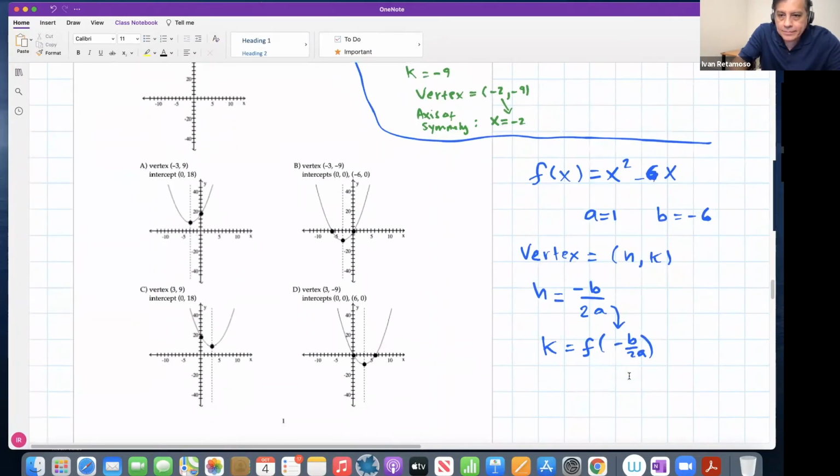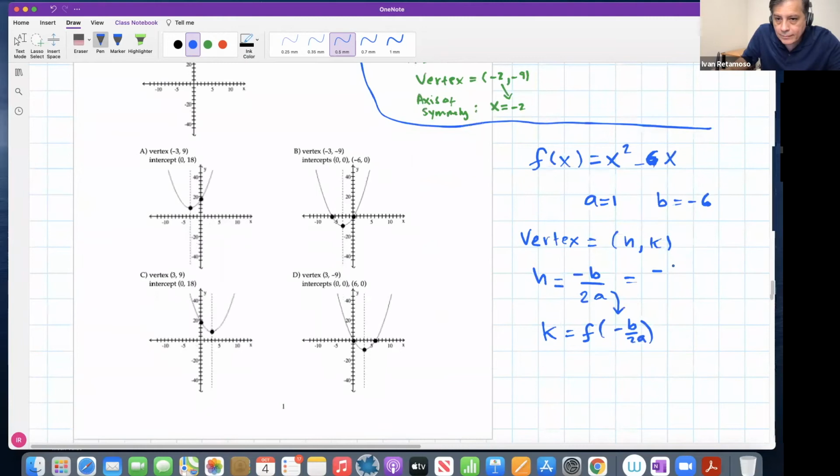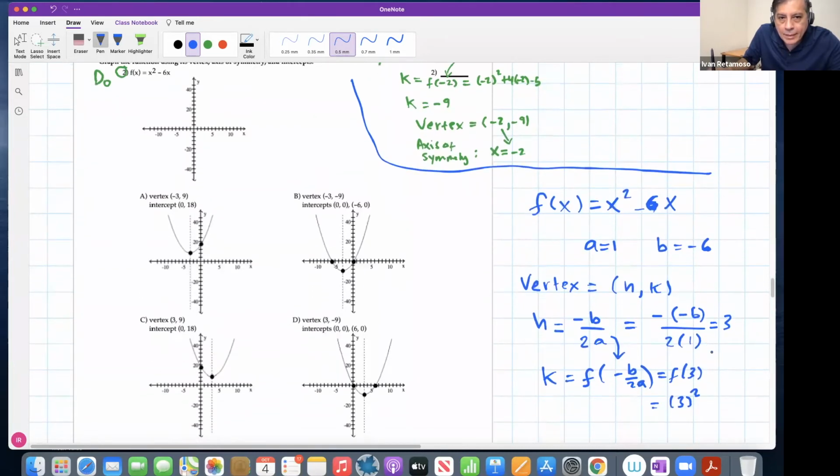So when you do the math, this is what you will get. I will show you now. Minus 6 over twice 1. We agree that this is 3. So f evaluated at 3 is equal to 3 squared minus 6 times 3, which is negative 18 subtracted from 9, negative 9. So the vertex is 3 comma negative 9. Look for that. This is a good one. 3 comma negative 9. Vertex.